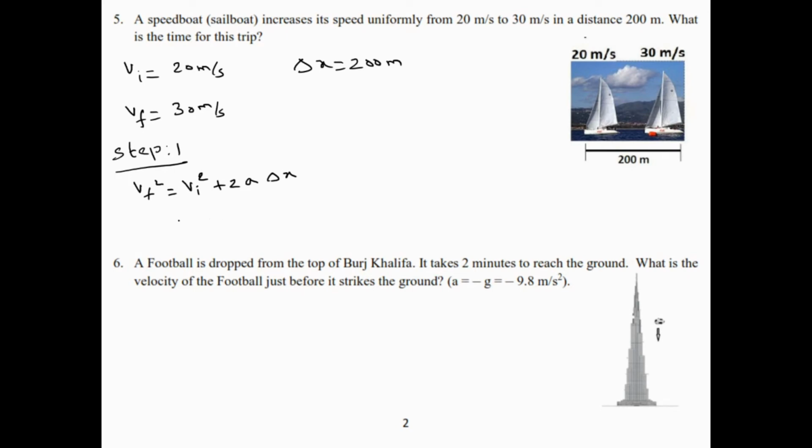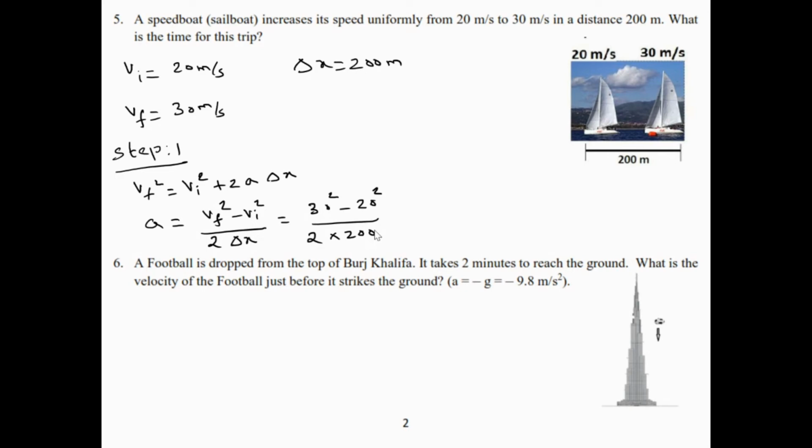I'm going to rearrange this equation directly. So acceleration is exactly equal to v final square minus v initial square divided by 2 multiplied by delta x. I'm going to substitute the values for v final and v initial. V final is 30 square and v initial is 20 square, divided by 2 multiplied by 200. So let's see what is the answer.